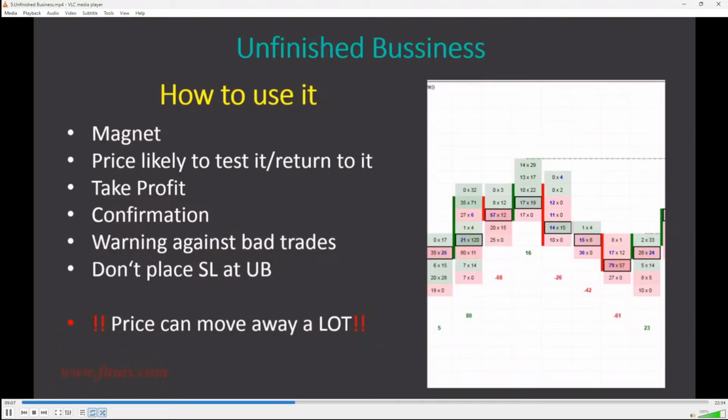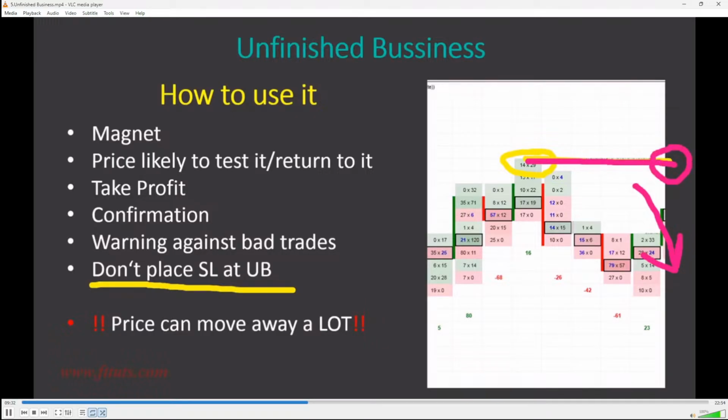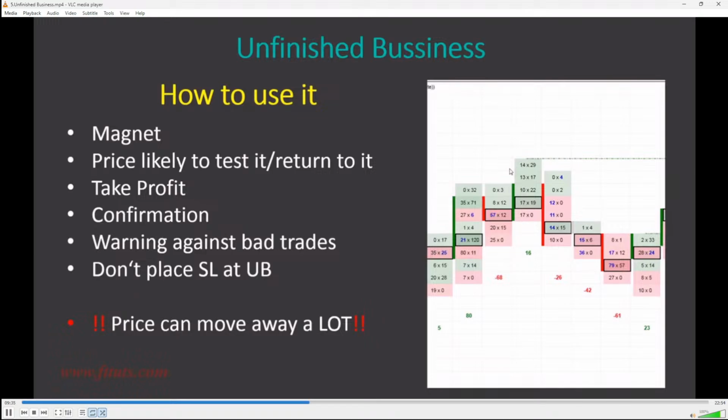And one more thing, it's a bit similar. Don't place your stop loss at the unfinished business. Don't place your stop loss in here. If you are, for example, short from this area, then don't place your stop loss in here, because it works as a magnet and the price will tend to test this area again, which would result in you taking a losing trade. It would trigger your stop loss. All right, so those are ways how you can use it. The main idea behind this, which you always need to keep in mind, is that unfinished business is a magnet. That's the most important thing you should always remember.